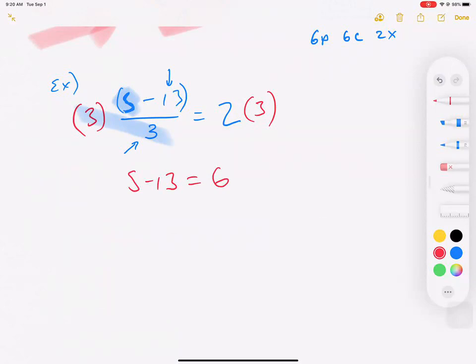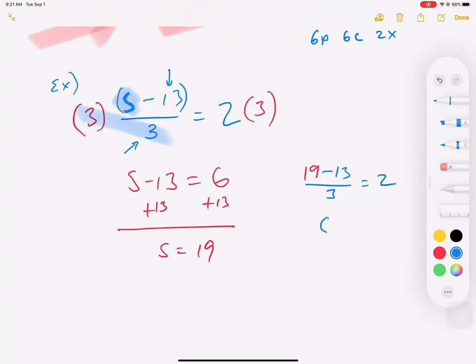Okay, next step should be pretty easy for us. How do I get rid of the 13? We add 13 to both sides. S is equal to 19. Though it's a big number, let's try it. Let's plug it in. 19 minus 13 over 3. Is this equal to 2? That doesn't look like it. Doesn't look like it. 19 minus 13 is 6. 6 divided by 3 is a 2. So we did find the correct answer.